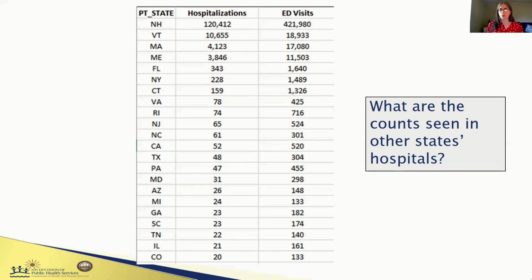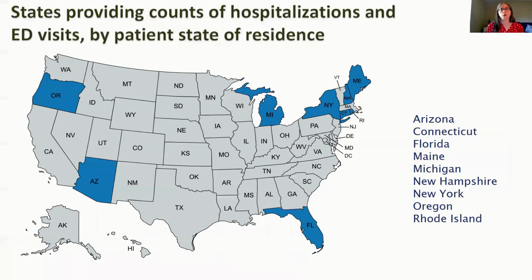So what we decided to do is reach out to colleagues from the National EPHT Network and ask them to provide an equivalent table for their states. Eight states answered our call, and they're shown here on this map and in the list. Including our own New Hampshire data, we ended up with basically nine states' worth of hospitalization data organized by patient state of residence.